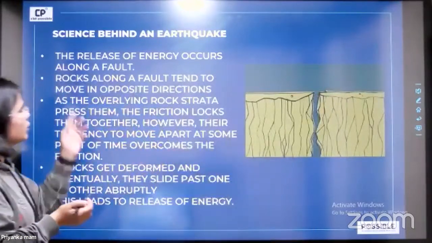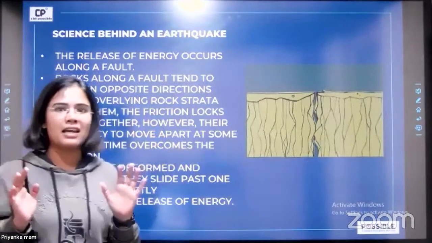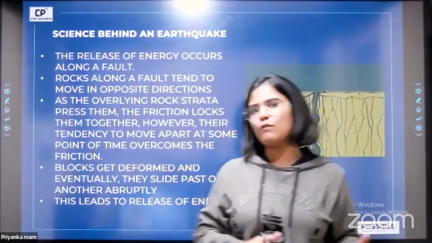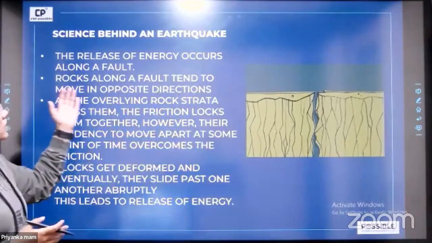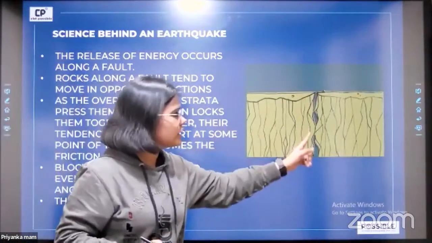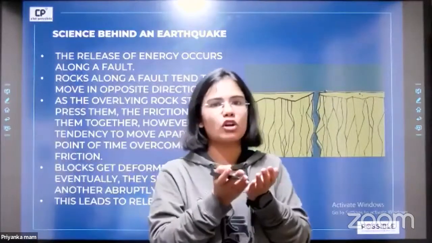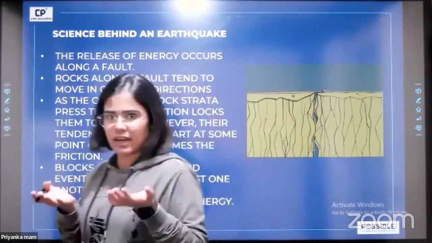So what am I talking about? I'm talking about release of energy. ये बचपन से सुनते चले आ रहे हैं, energy is neither created nor destroyed. It goes from one form to another. So what is happening is that rocks along a fault line. What is this fault line? It is right here. So we are imagining a biscuit. That biscuit can be sort of visualized as the tectonic plates, which are all over, right?